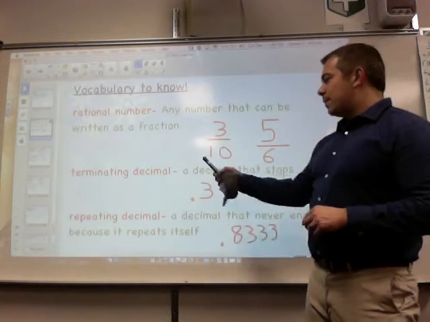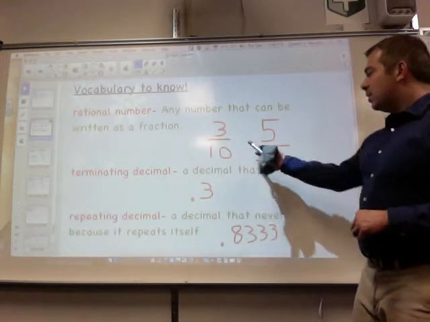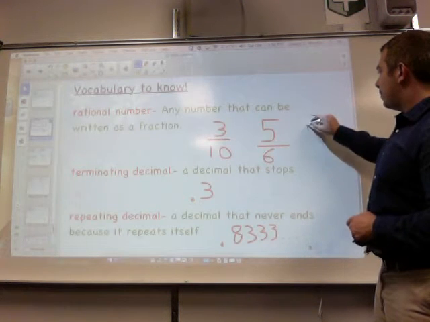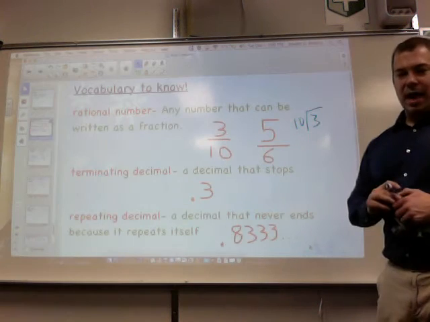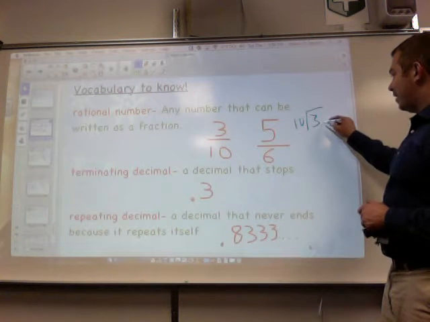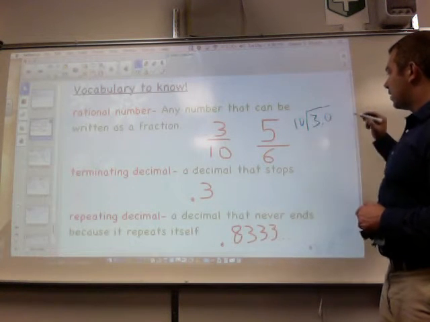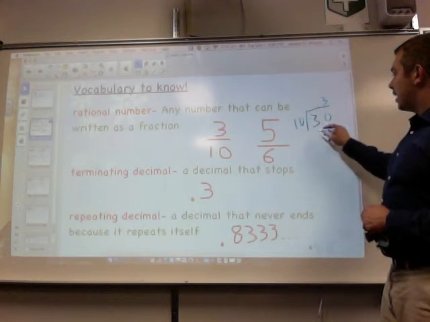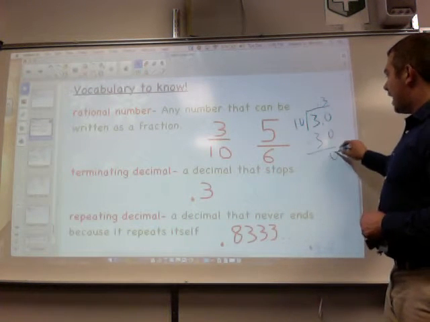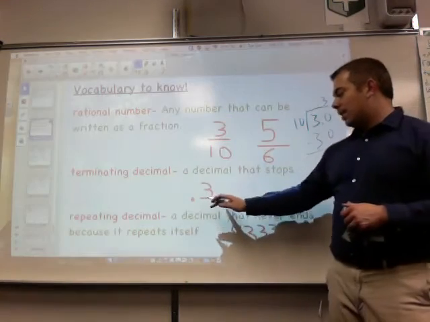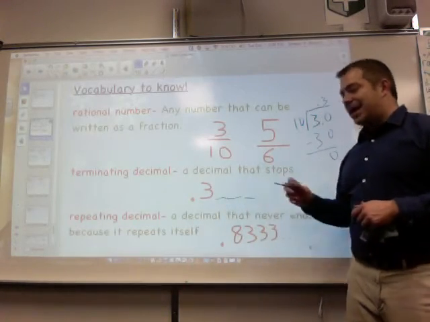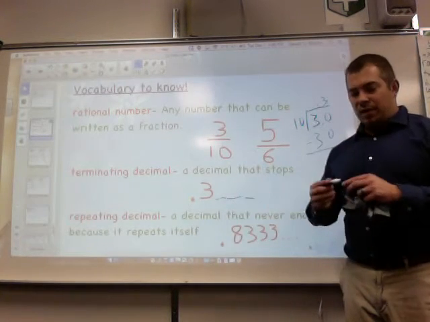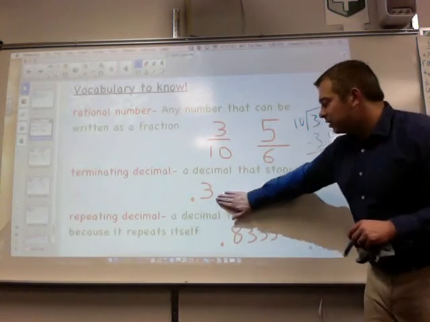All right, a terminating decimal, a decimal that stops. Well, there's that 3/10 again. If I do 3 divided by 10, how many times could 10 go into 3? Well, it can't, so I need to annex some zeros right there, and I bring my decimal up. 10 goes into 30 3 times. 3 times 10 is 30. I have nothing left. I'm done. It's terminated. There's no more place value spots after the tenths. There's no hundredths. There's no thousandths. It just cuts off. So a terminating decimal is one that stops.